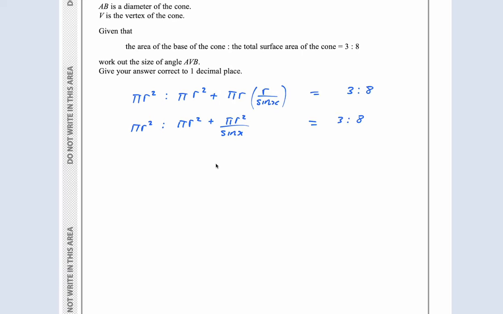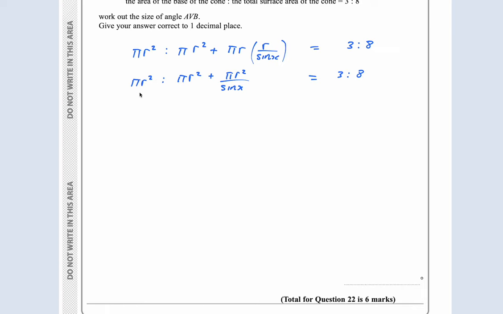Now I'm just going to come down here a bit. I'm going to divide with ratios, guys. I can divide both sides by the same thing. So I'm going to divide by pi r squared. So this is 1 to 1 plus 1 over sine X. Okay, I've divided this by pi r squared, this by pi r squared, and this by pi r squared, and I've got this. And this is equal to 3 to 8. Now what I'm going to do is multiply both sides by 3. So now I have 3 to 3 plus 3 over sine X. So I multiply this by 3 and I multiply this by 3. And this is equal to 3 to 8.